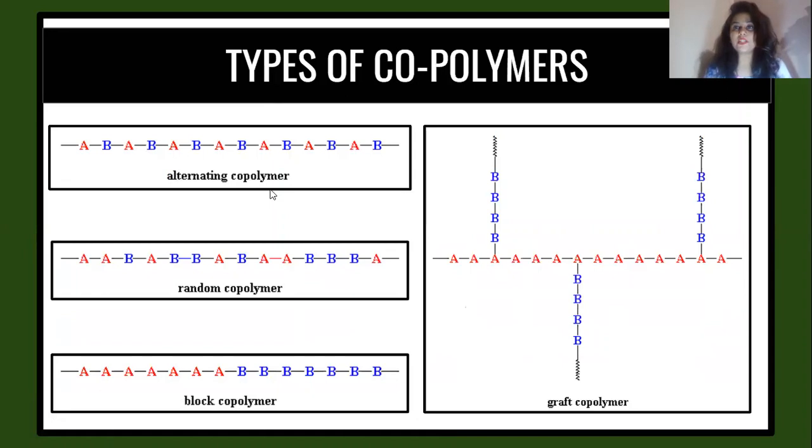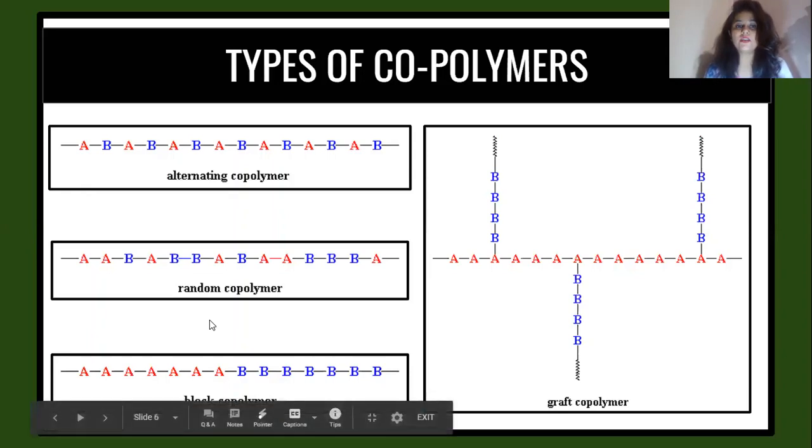Now, what do you mean by alternating copolymer? As the name suggests, for example, if I say that A here is one monomeric unit, it is joined with B, which is another monomeric unit. So when A and B are in alternate positions, A, B, then again A, B, and so on, that type of polymeric chain that is formed is called an alternating copolymer.